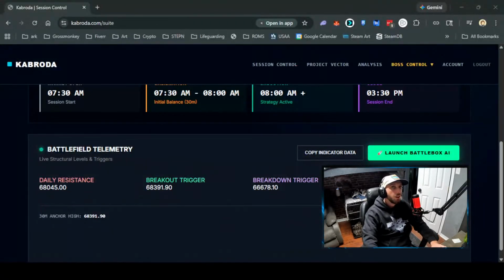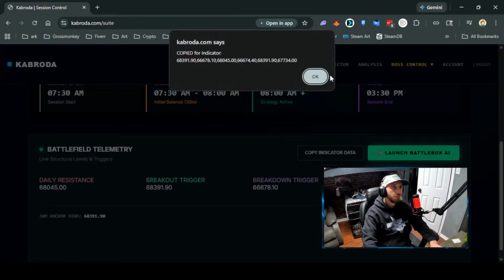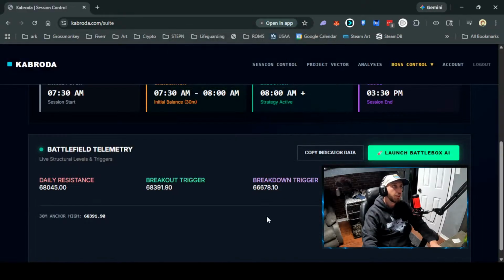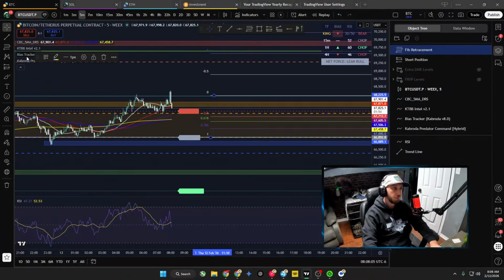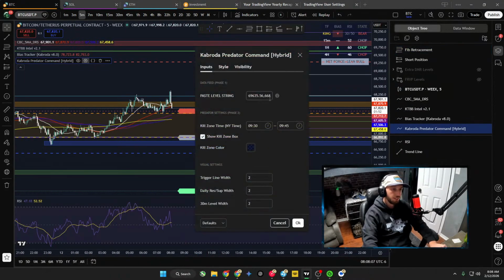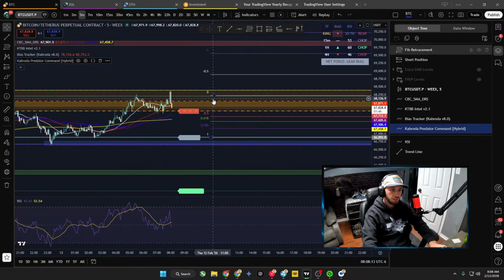Yeah, we're gonna have to go. So once you get done with the setup here, you want to go ahead and copy the levels, and then we'll head back to TradingView. You'll want to put our indicator on here. It's also on our site. And then you open the settings, grab the level string here, and paste it in there. And then these are the new levels.